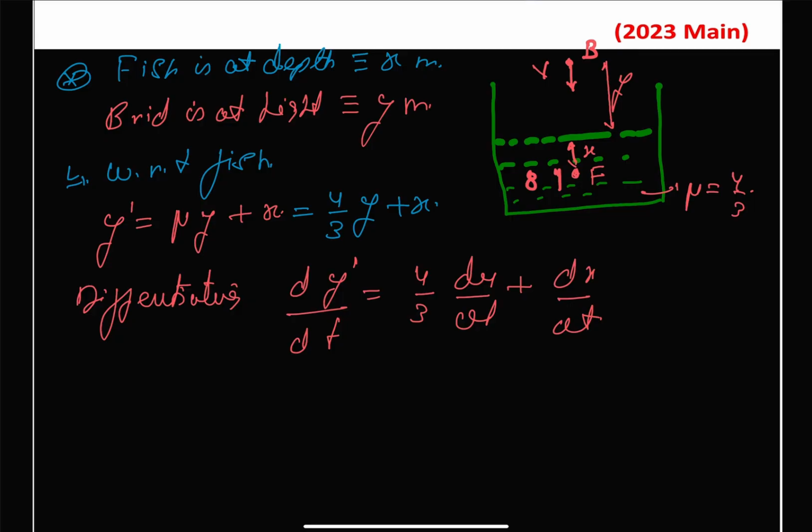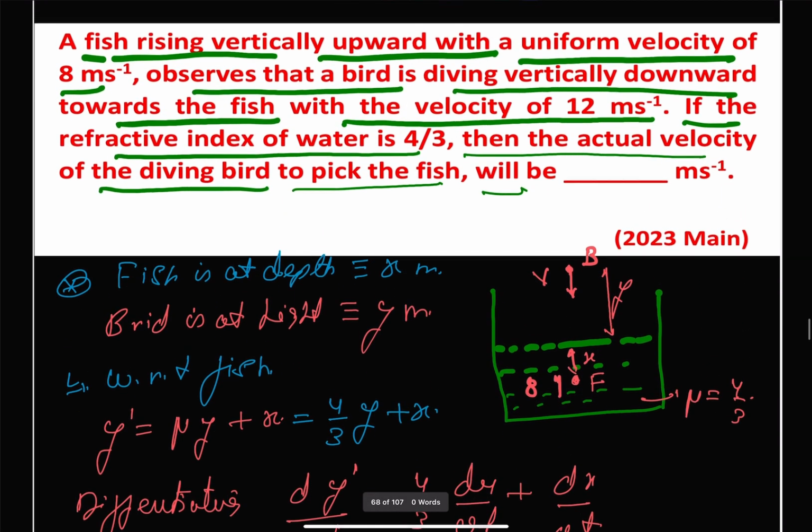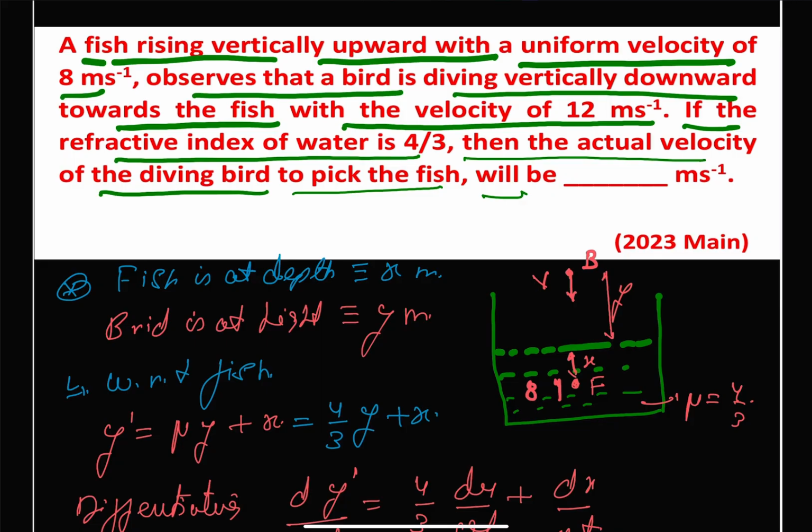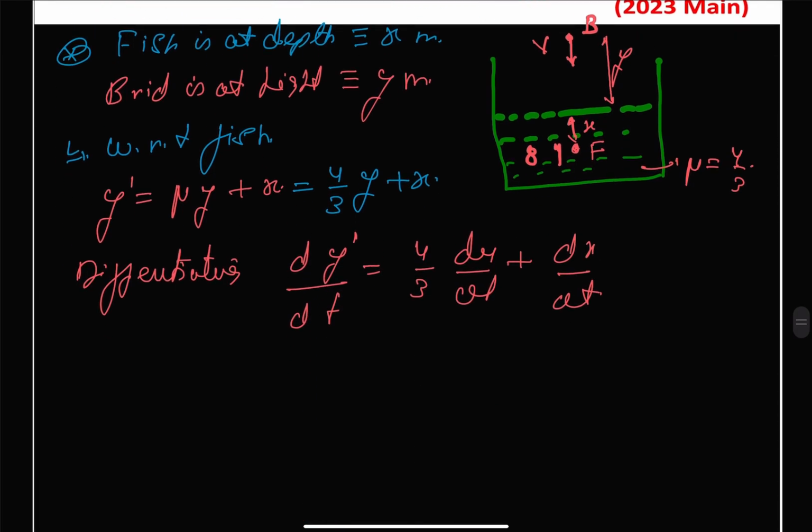And we are given that dy prime by dt is, because the fish observes that the bird is diving vertically downward toward the fish with the velocity of 12 meters per second, and this velocity is observed by the fish. Okay, and the fish is moving upward and the bird is coming downward. Therefore, we can say that dy prime by dt will be minus of 12. So this comes as minus of 12 is equal to 4/3 dy by dt plus, and dx by dt is 8.